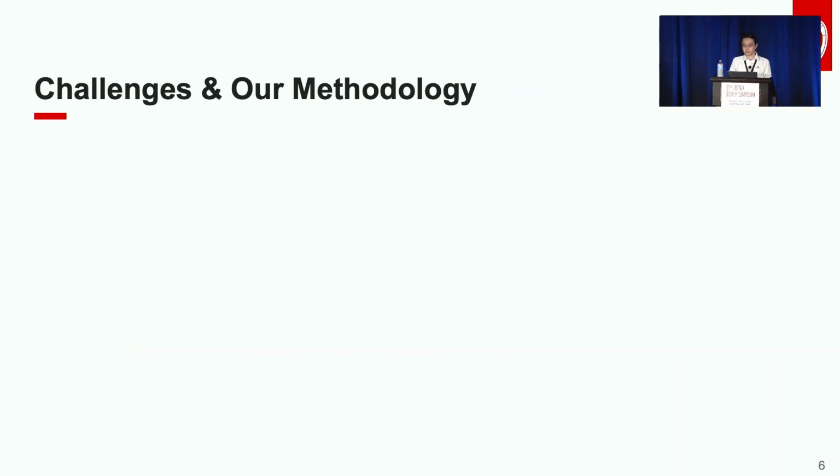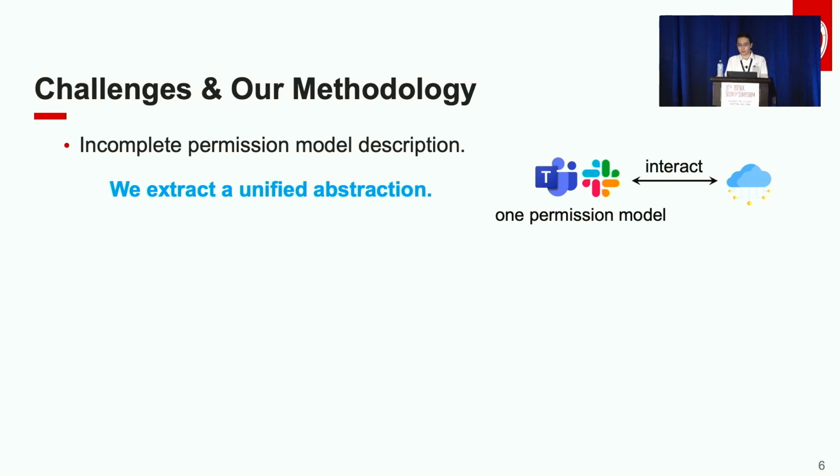And we have three main challenges. First, unlike Android systems, all these platforms did not specify their complete permission models. As a result, it's very hard for us to design a systematic security analysis. To overcome this challenge, we extract our own unified abstraction that best matches the communication for both Slack and Microsoft Teams. And after that, we find that all these apps are actually closed-source and unfortunately hosted on the cloud. So this prevents us from analyzing their source code or binaries.